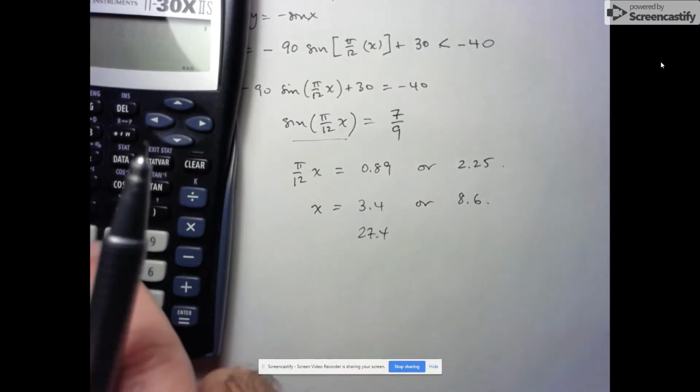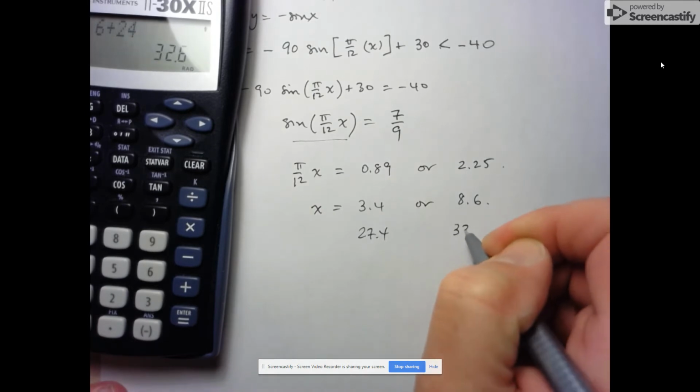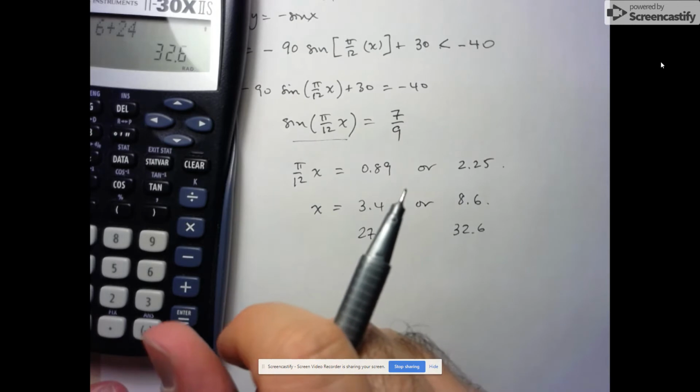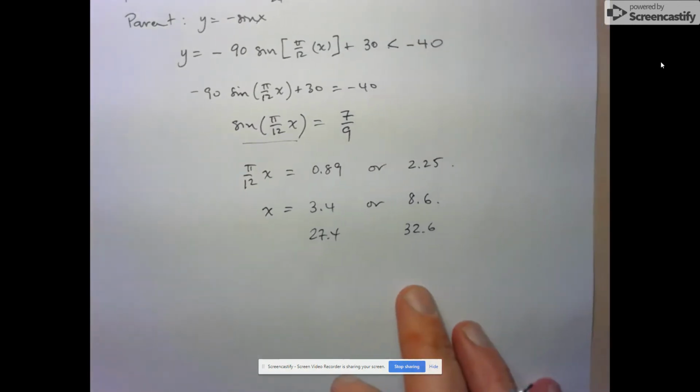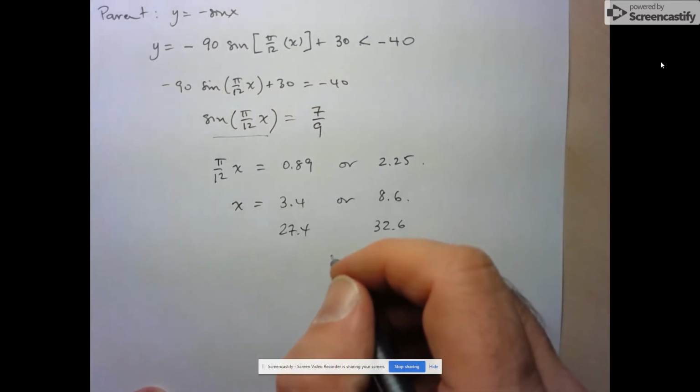So same thing here, 8.6 plus 24 is 32.6. And again, if I were to add another 24, I'd go beyond. Okay, so these are the only times I'm interested in, but I'm not interested in when it's equal to negative 40. I want to see when it's less than negative 40.